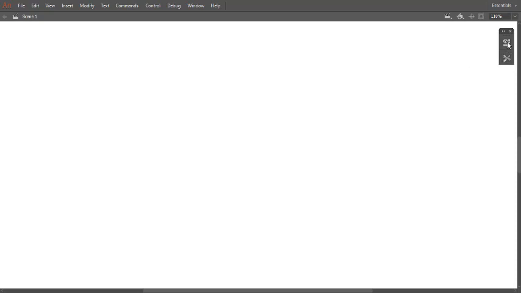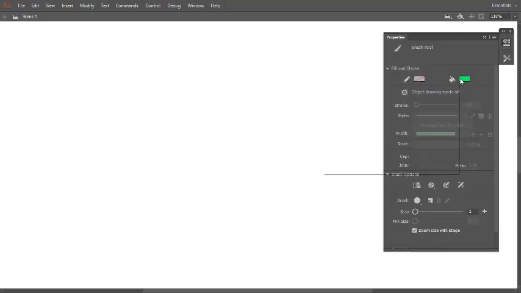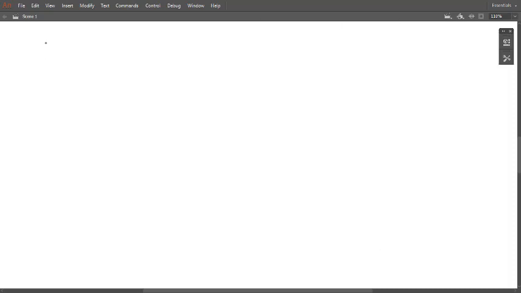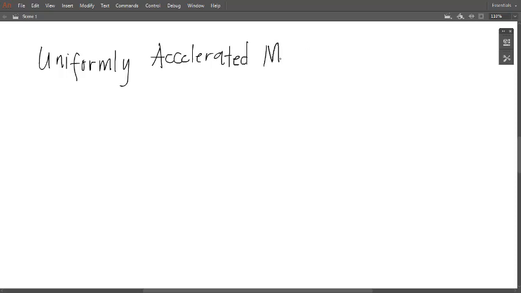Let me change first the color of my pen. Okay, so we'll be using equations to derive formulae used in uniformly accelerated motion, or what they call the UAM.